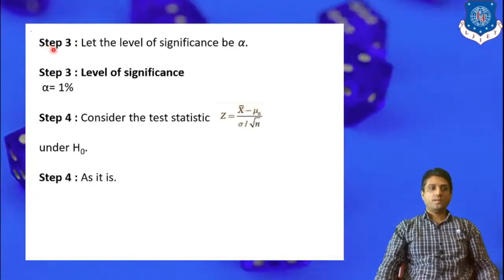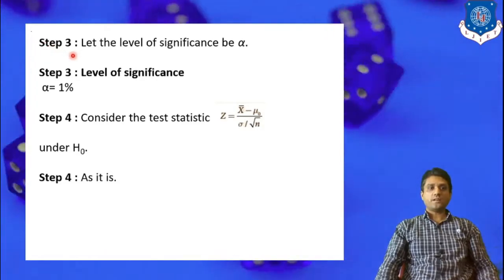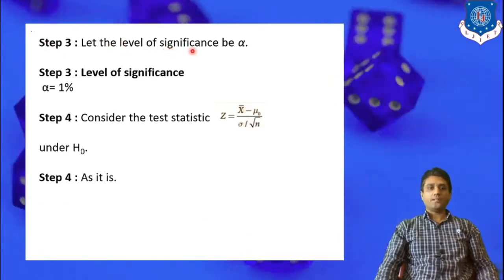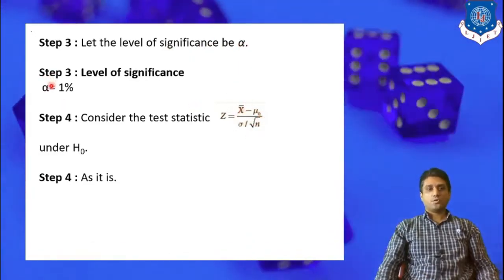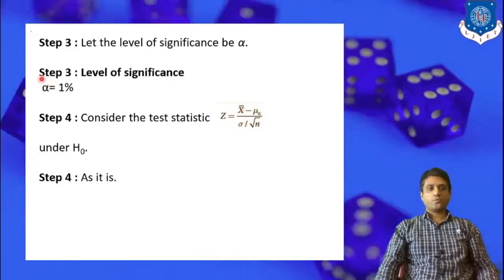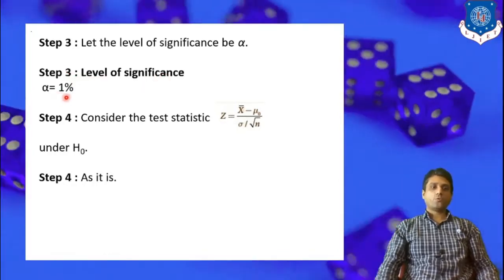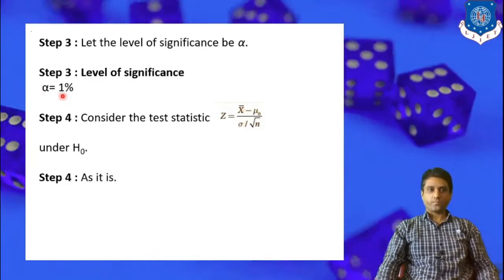So let's go to step number 3. The general step is to predefine the level of significance, that is alpha, at the beginning of this Z statistic. In the context of this example, step number 3 is the level of significance. Here we have to consider 1%. Again, it is defined in the question.